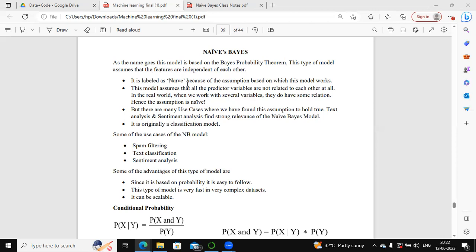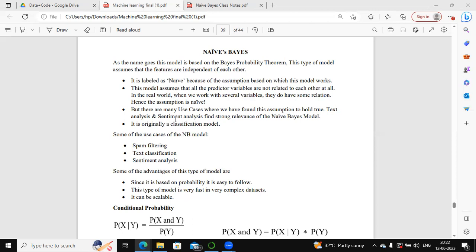It is labeled as naive because of the assumption based on which the model works. It is labeled naive because there is an assumption that the features are independent of each other. This model assumes that all the predictor variables are not related to each other at all. In the real world, when we work with several variables, we do have some relation. Hence the assumption is naive here. But there are many use cases where we have found this assumption to hold true.